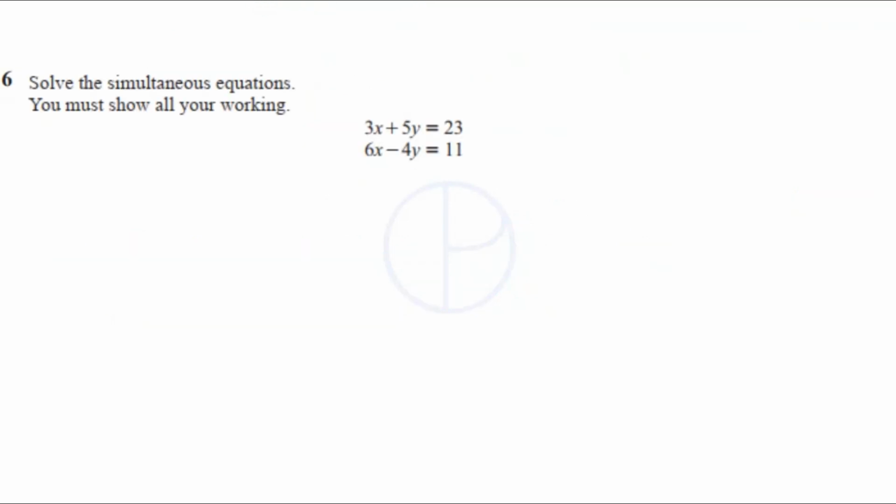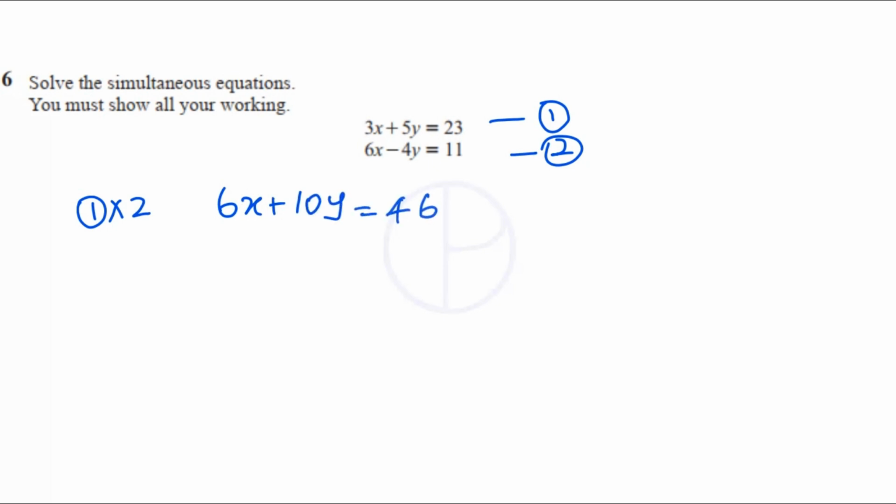The next question is solve the simultaneous equation. You must show all your working. This is equation 1 and this is equation 2. Let's simplify this by the elimination method. So to eliminate x, multiply the equation 1 by 2. So we get 6x plus 10y equal to 46. And second equation is 6x minus 4y equal to 11.